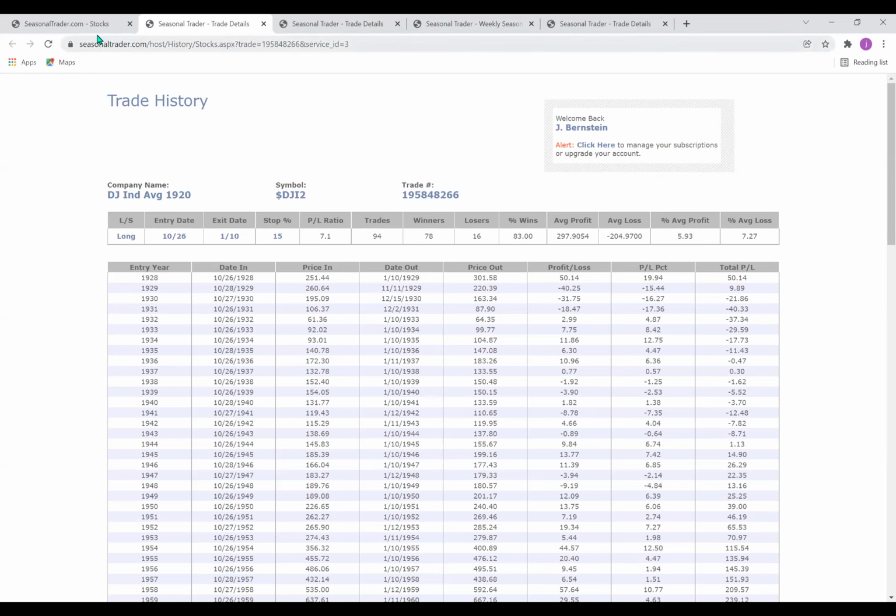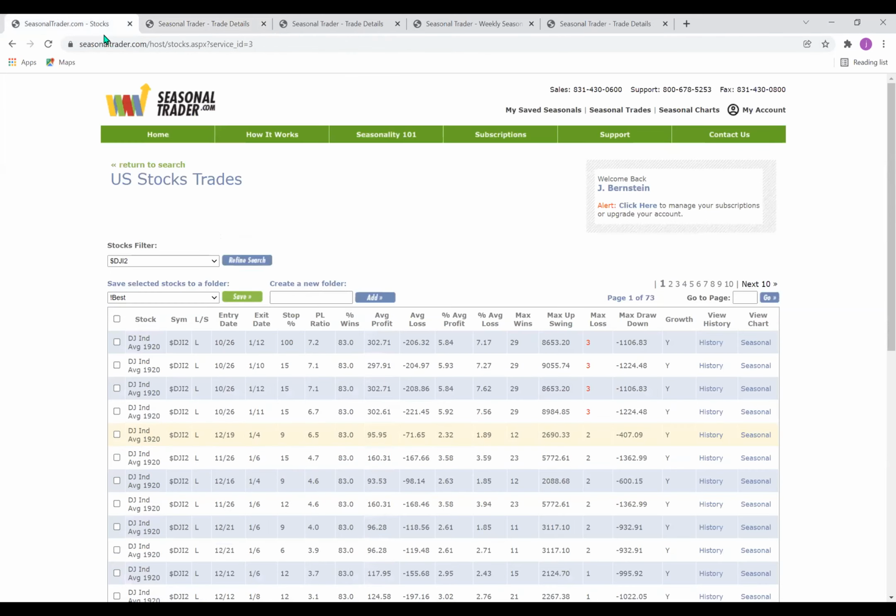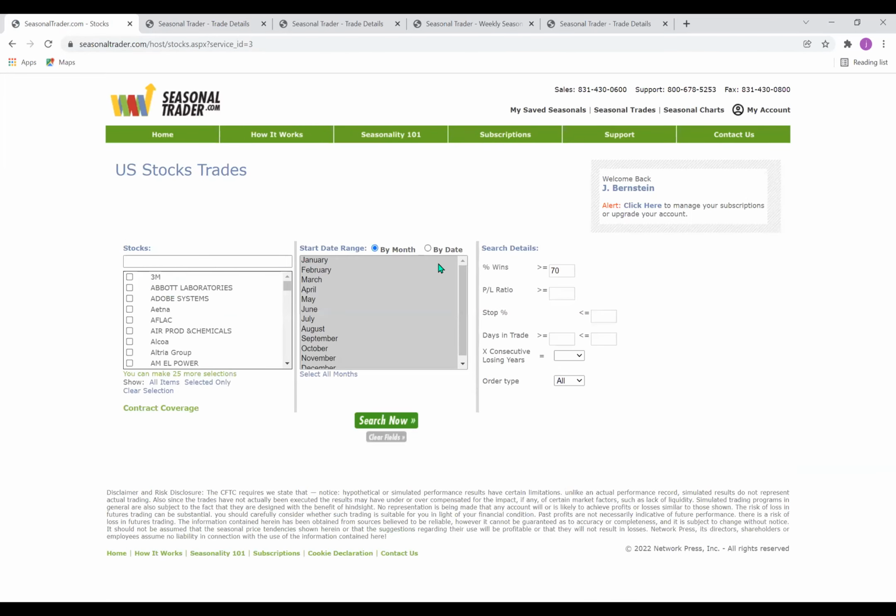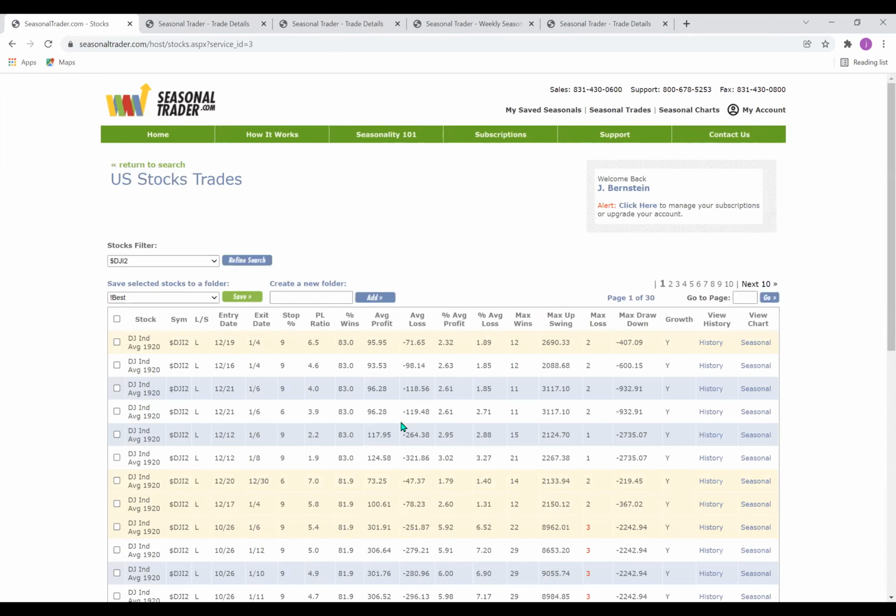Let me go back one page, like so. I can say, let's sort for a stop. In other words, I don't want to risk more than 10%. So I'll go like this, put in a stop, 10% risk, and rerun the data like so. What happens? I still get 83%, and this is my trade. Buying December 19th, exit January the 4th.